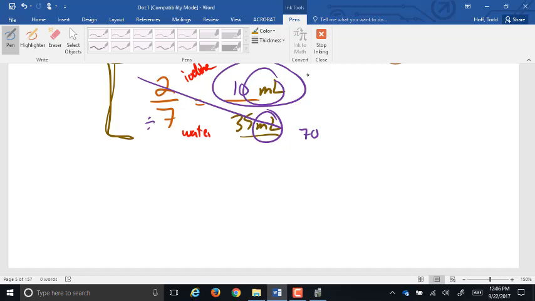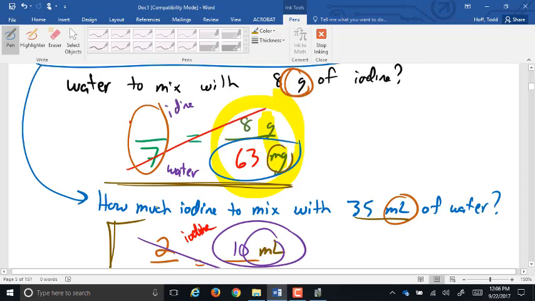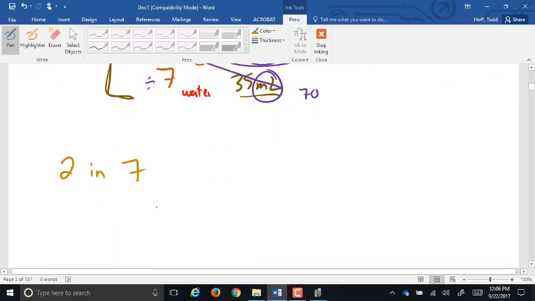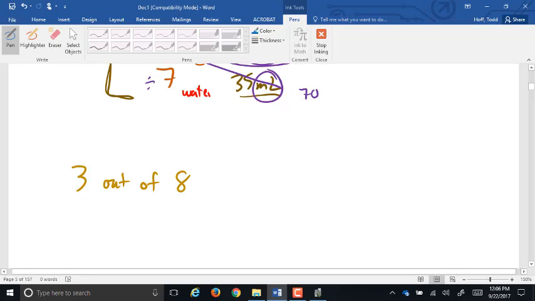Now, within each of these ratios, there are actually other ratios implied. Like here, I use the dilution here a little bit sloppily. But let's say we have a 2, I'm going to change my wording a little bit here. Let's say we have 3 out of 8. 3 out of 8 is implying that 3 to 8 ratio.